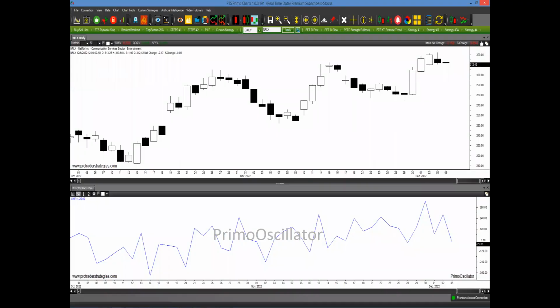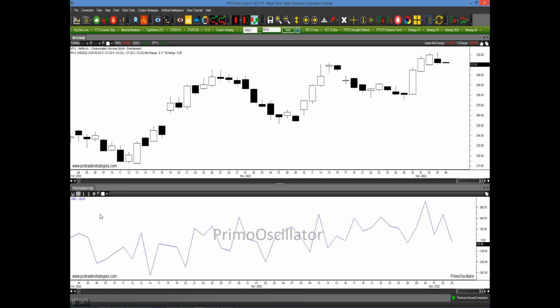Now, in terms of the display, I just want to share with you, we worked a lot on this to make your display of the Primo Oscillator fit your style, because that, once again, will help in making you a consistent trader. When you feel comfortable with a tool, and it's easy enough to see and easy enough to apply, then it will help you even more.